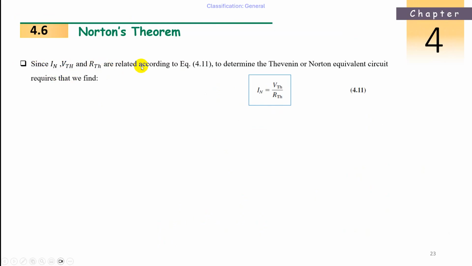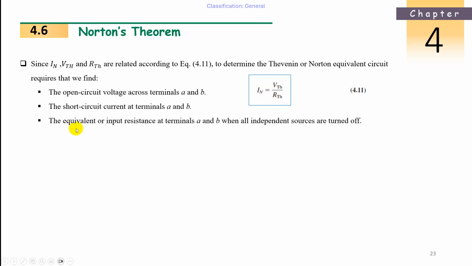Since IN and V Thevenin are related according to equation 4.11, IN is equal to V Thevenin by R Thevenin. To determine the Thevenin or Norton equivalent circuit requires that we find the open circuit voltage across terminals A and B, which is V Thevenin, and the short circuit current across terminals A and B, which is IN. Then R Thevenin is V Thevenin by IN. It is the equivalent input resistance at terminals A and B when all independent sources are off.